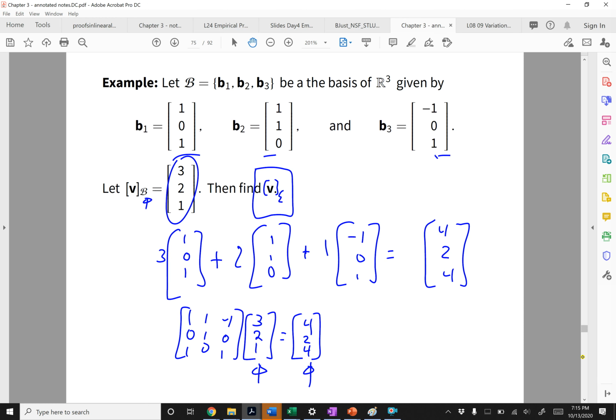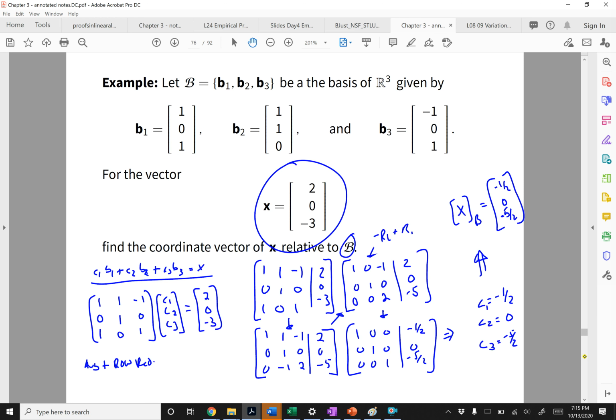But this still should look familiar on how to do this. Really, if we write these down as a matrix, over here on the left, we can write it down as a matrix times the coordinates we're looking for, and that has to equal 0 and -3. And that's just solving a system of equations. And I row reduced, and I got this. So C1 has to be -1/2. C2 is 0. C3 is -5/2. And so the coordinates of x with respect to b are that.